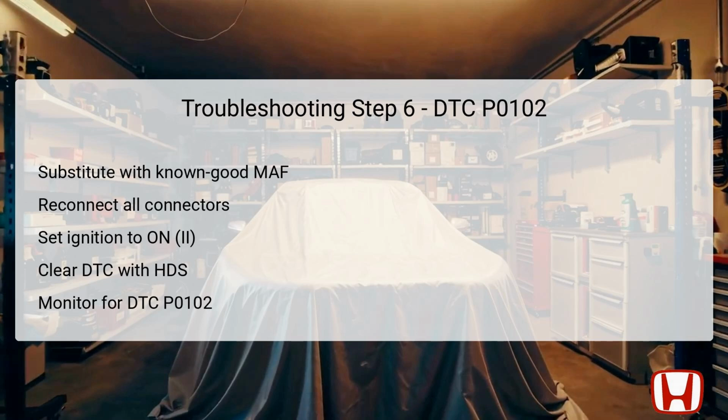After clearing the DTC, start the engine and maintain it at around 2000 RPM without load for observation. This will help determine whether the P0102 code reappears, indicating an issue with the new sensor or other components. If DTC P0102 appears again, further evaluation of the PCM or other wiring issues would be necessary.